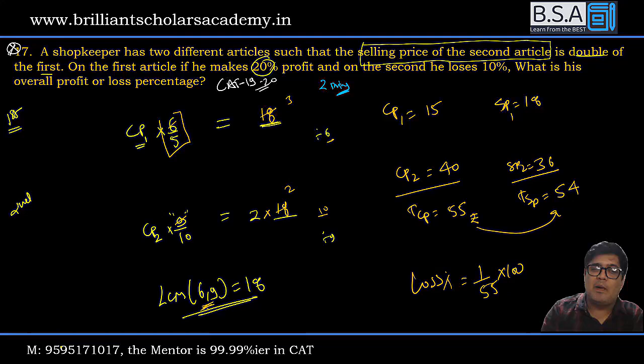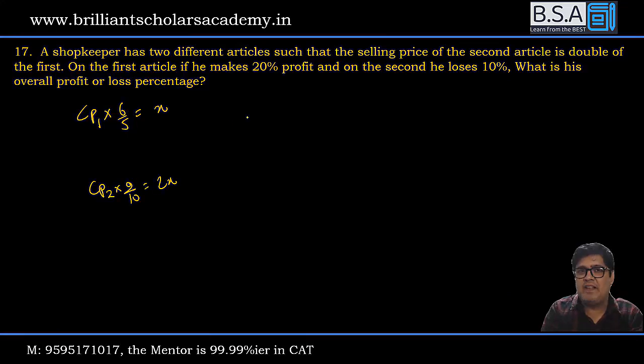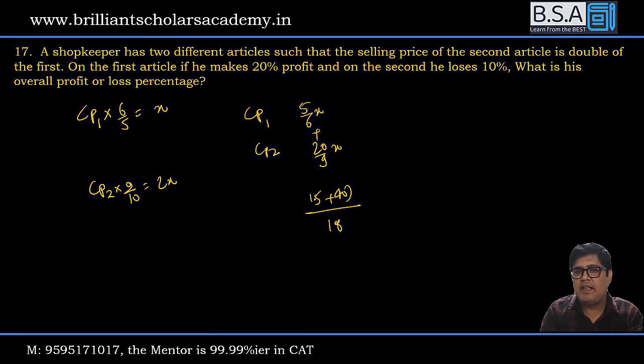You do not want to apply the assumption method. What other thing could you have done? You could have taken CP1 into 6 by 5 is equal to X, that is selling price. CP2 into 9 by 10 is equal to 2X. By solving this, CP1 is 5 upon 6 X, and CP2 is 20 upon 9 X. Add both. 6 or 9 का LCM 18, 3 times 15, 2 times 40, X. This is your total cost price.